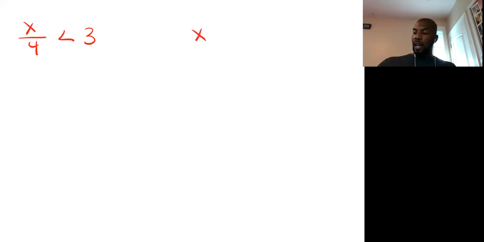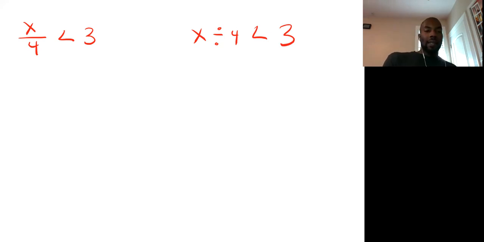It will say x divided by 4 is greater than 3. I like to rewrite these, okay? There's two ways you can solve this problem. You can rewrite it x divided by 4 is greater than 3, or you can leave it as a fraction. I prefer to do it in the second form, but I'll do both for whoever likes to do what.